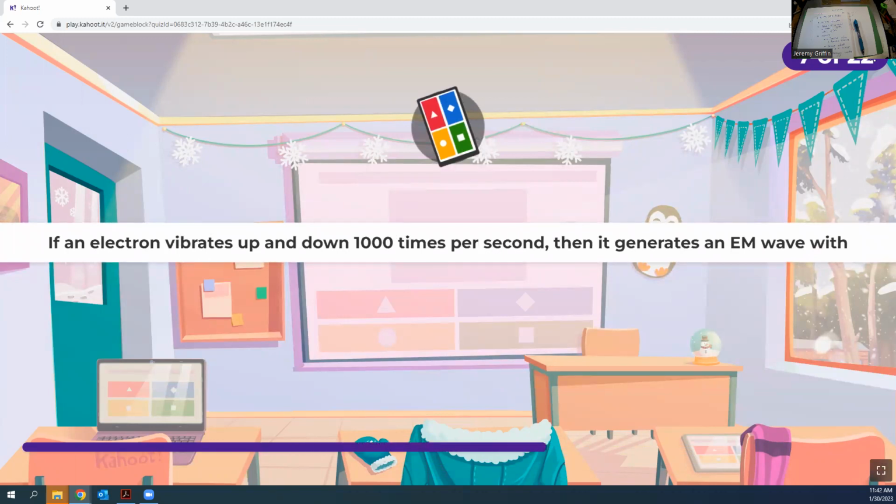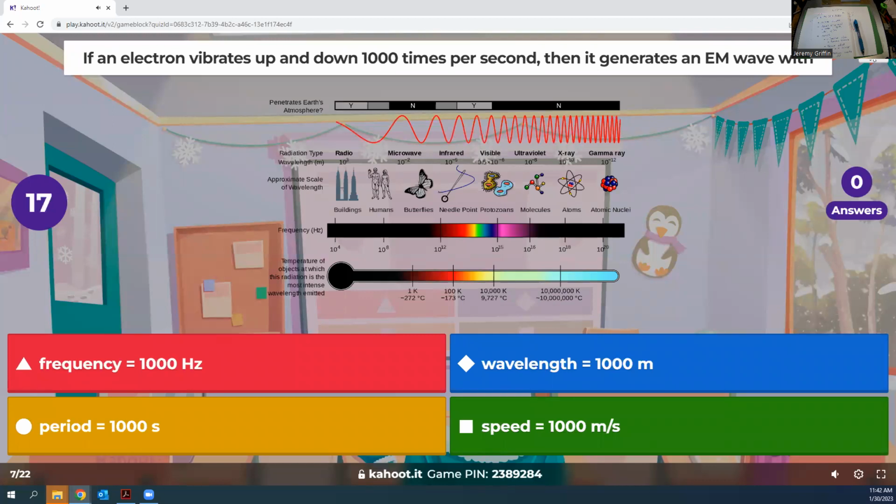An electron vibrates up and down 1,000 times per second. That will generate a wave with what property? 1,000 times per second. What is that called? 1,000 what?